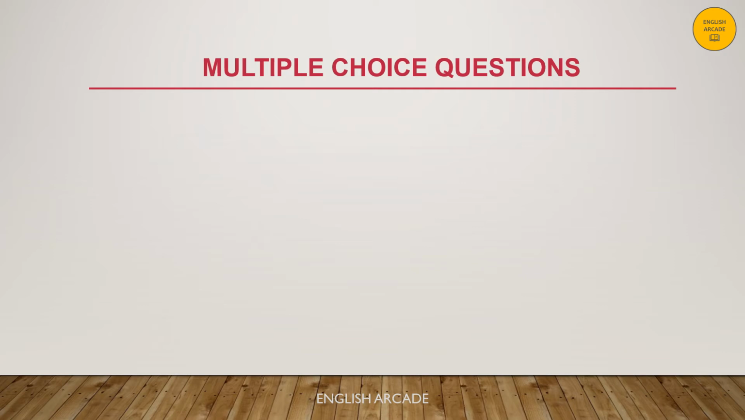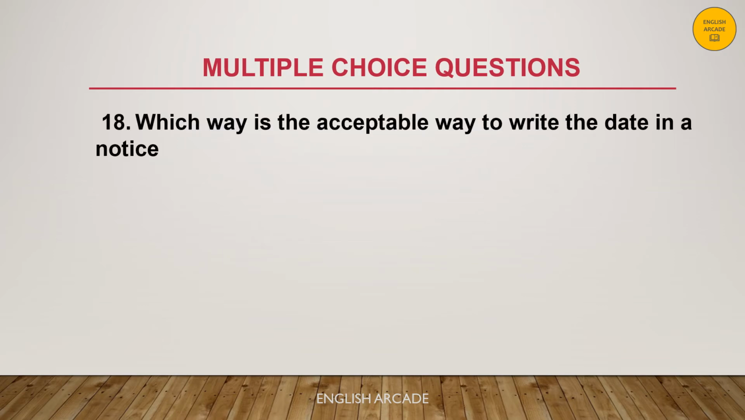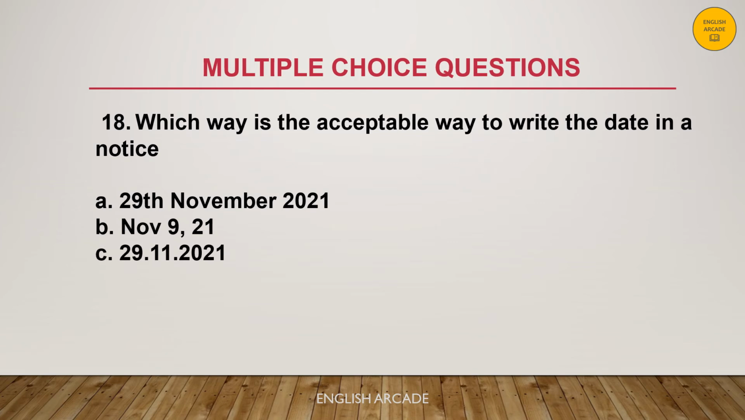Question 18. Yet another question based on the format. Which way is the acceptable way to write the date in a notice? A. 29th November 2021. B. November, abbreviated November 9, 21. C.